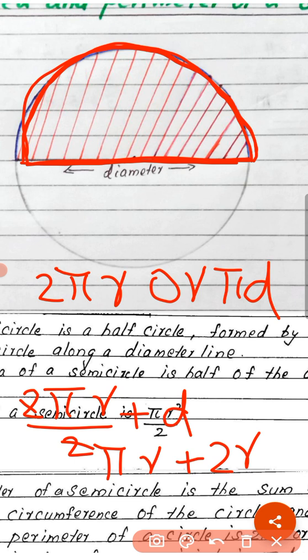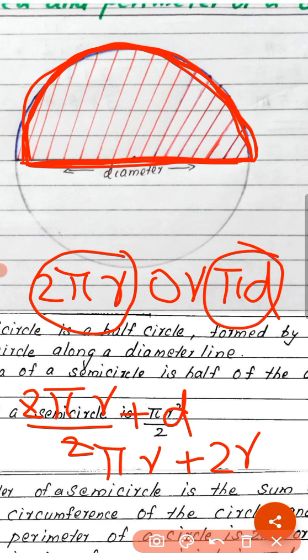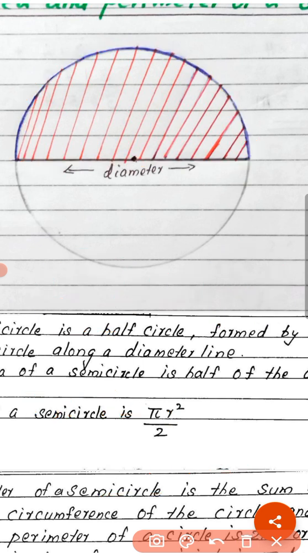Children, perimeter of a semicircle is half of the circumference plus diameter. As you already learned, circumference of a circle is 2 pi r or pi d. So, half of 2 pi r is pi r, plus diameter d. We can change d as 2 into radius, that is 2r. So, pi r plus 2r, or there is one more formula.